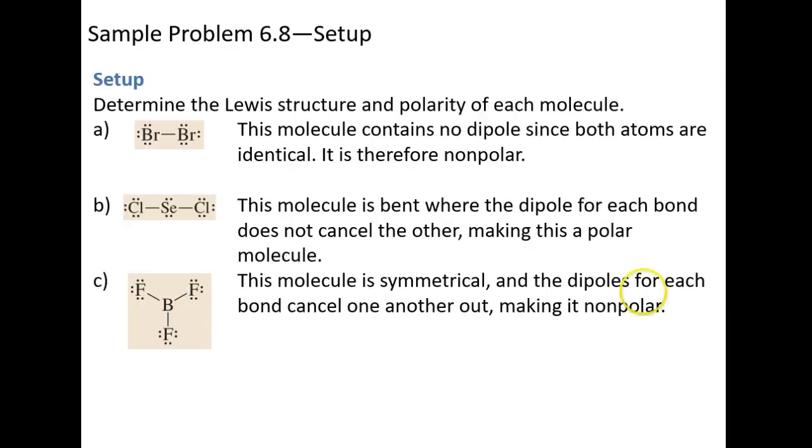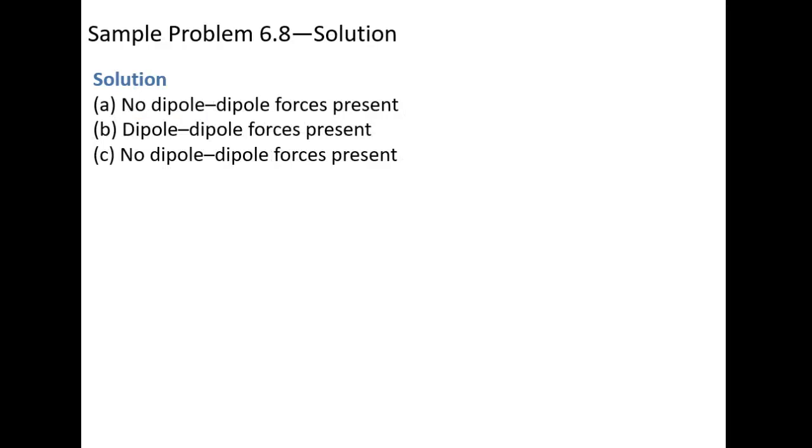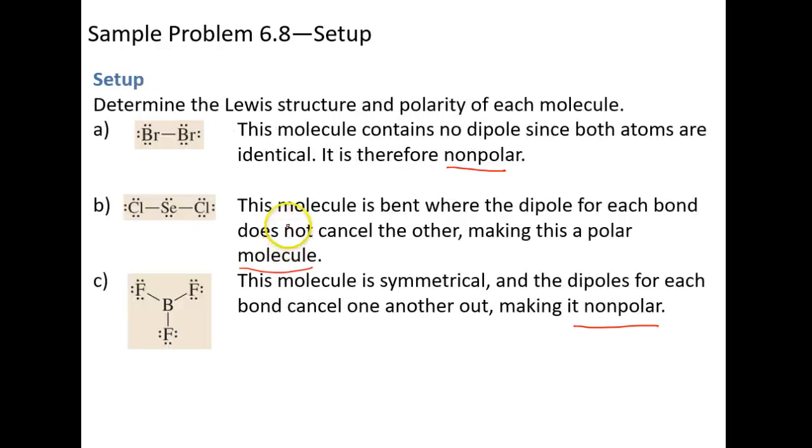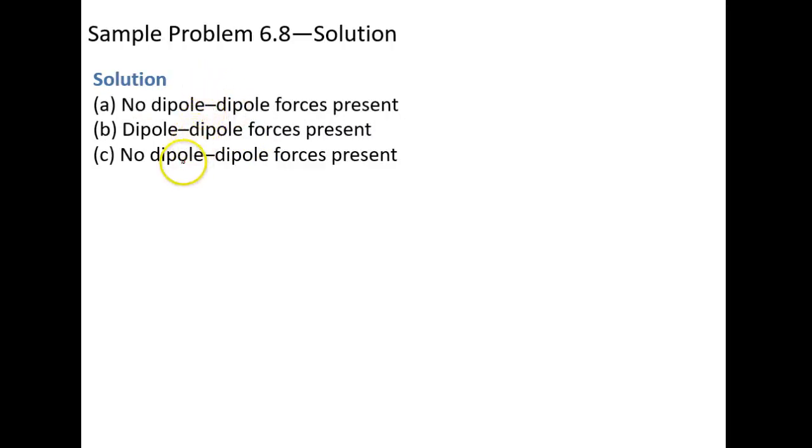All right, so here, we'll just go here. The molecule contains no dipole since both atoms are identical. It's a nonpolar bond. All right, here the molecule is bent where the dipole for each bond does not cancel out, making this a polar molecule. So that means, yes, there is dipole-dipole. The molecule is symmetrical and the dipoles for each bond cancel each other out, making it nonpolar. Okay, so first of all, there's the Lewis structure of it. And then here it tells you if there's dipole-dipole.